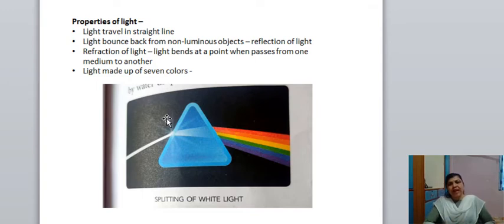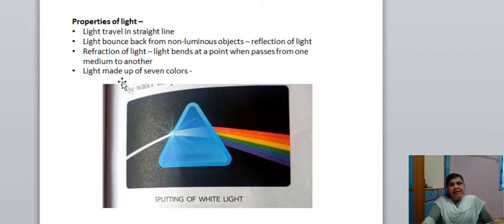Now see the third property of light. Refraction of light. Light bends at a point when it passes from one medium to another medium. For example, this is a prism. Prism is one medium. Now here is a light. What is the refraction of light? Light bends at a point when it passes from one medium to another medium.